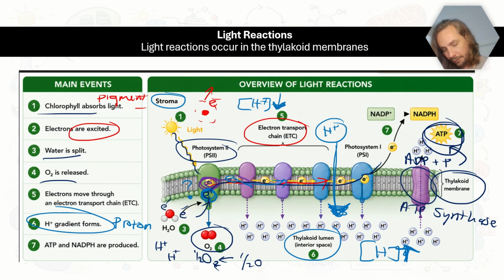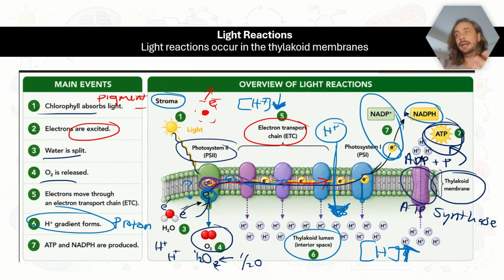Now, the electrons are also flowing. Once these electrons are done with the electron transport chain, they need to go somewhere. So NADP plus accepts that electron and it becomes NADPH. NADPH is just a molecule that carries around these electrons, and it will use them in the light independent phase. So at the end of the light reactions, we have ATP and NADPH that were produced.